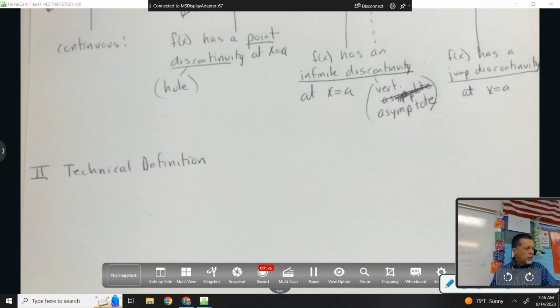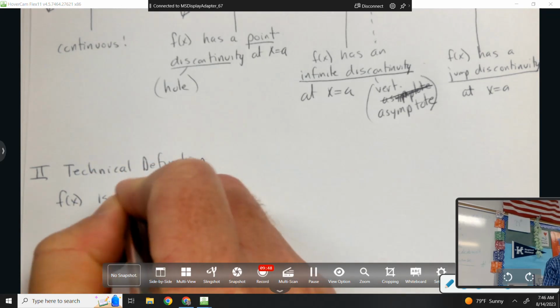Roman numeral 2 is the technical definition of continuity. And this is important. A lot of times in math, we give you these definitions and say you don't have to really know the definition, you just have to be able to use it or recognize it. That is not the case here. You're going to have to use this and use it in the right format.